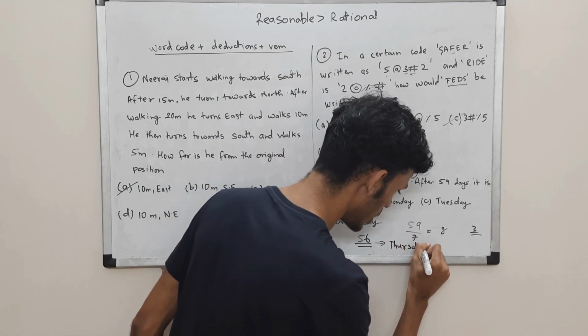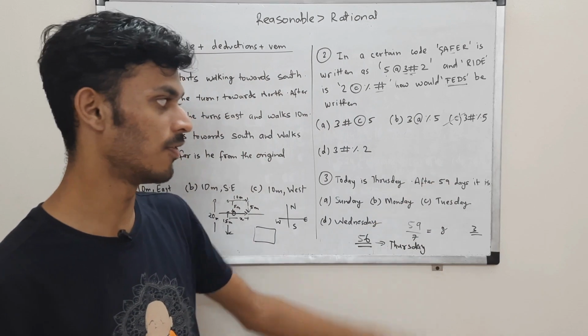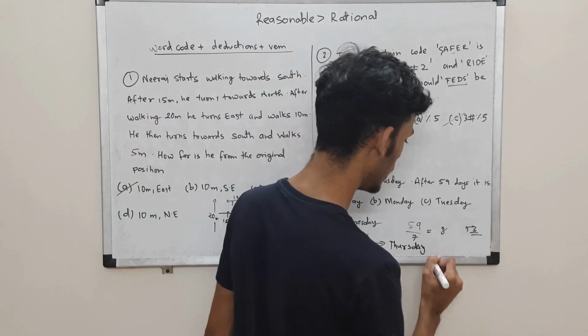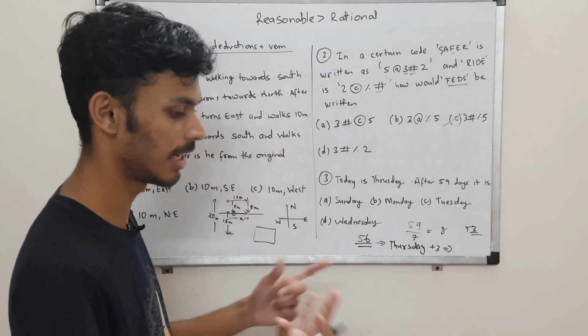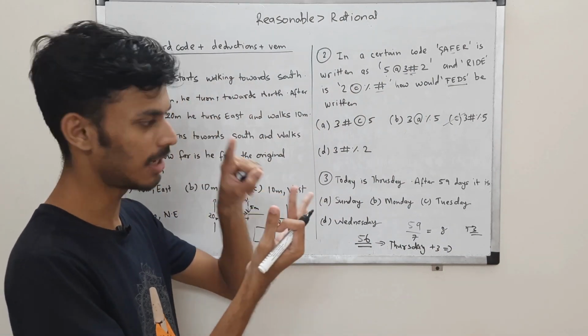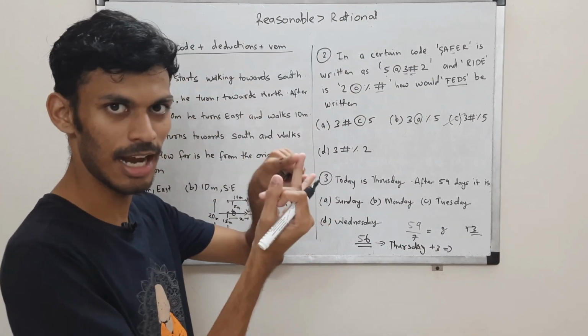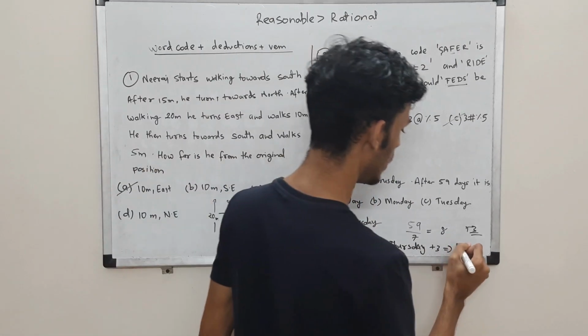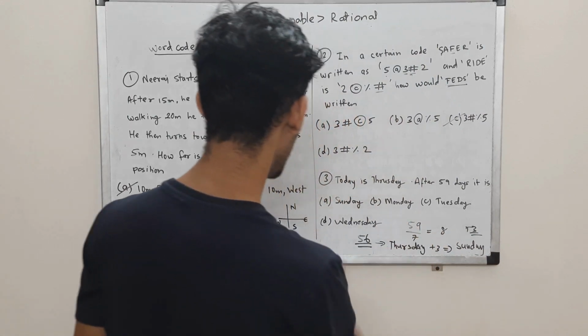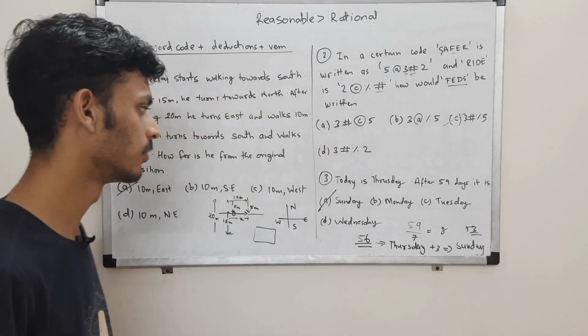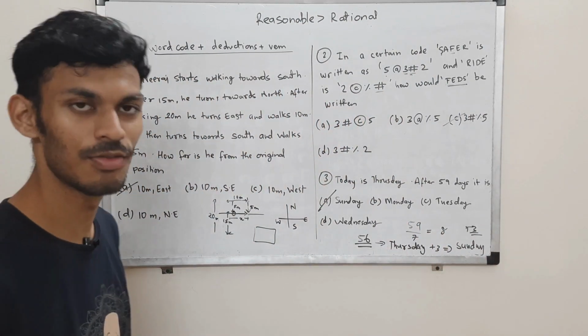But we are told 59 days, so we have 3 additional days. So Thursday plus 3 days: the next day will be Friday, Saturday, Sunday. The 59th day is a Sunday, option A. So let's do some more questions from this section now.